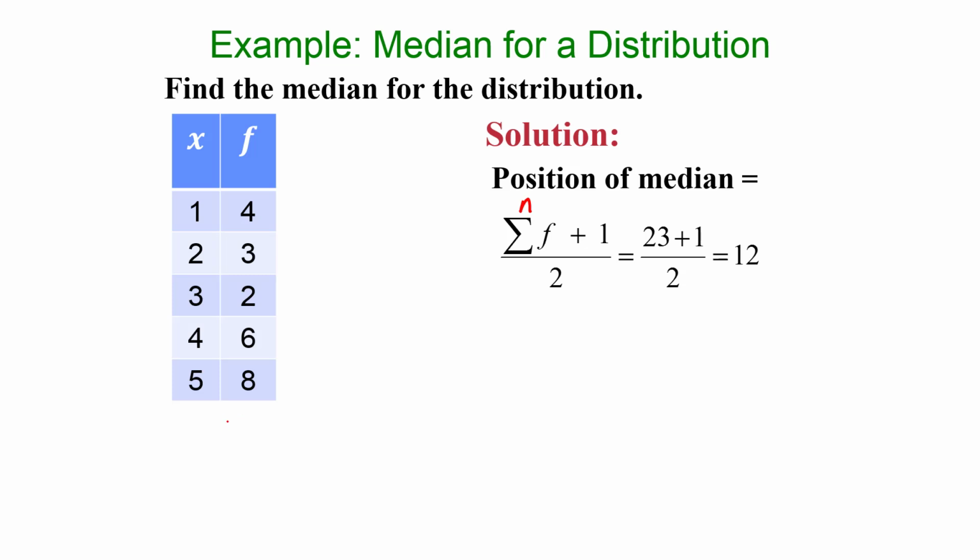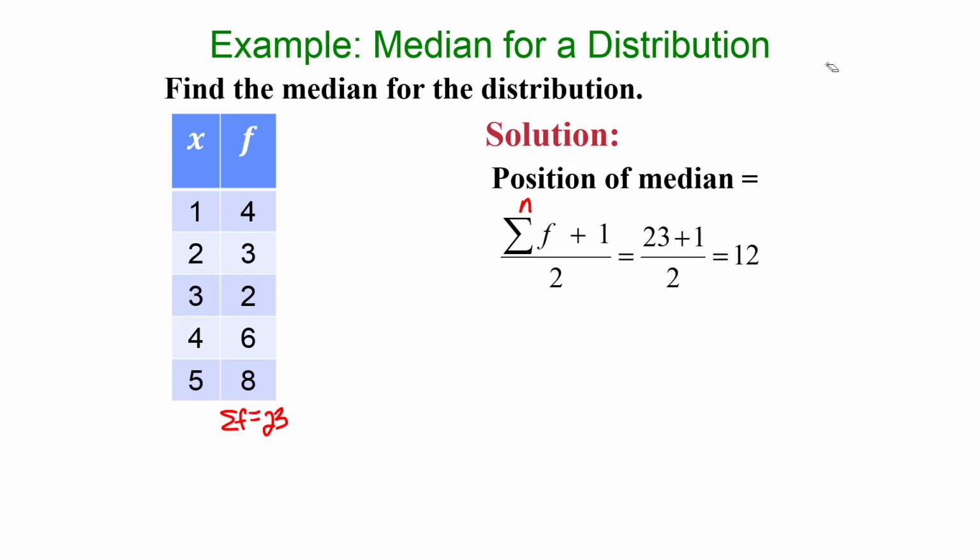So where is this coming from? If you add up this column, you should get 23. Let's see, 7, 9, 15, yeah, 23. So add up the frequencies, add 1 to that value, and divide by 2, and we see that our median is supposed to be the 12th piece of data.